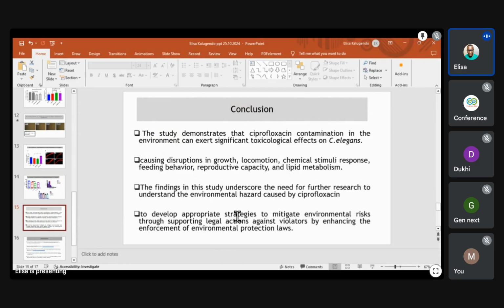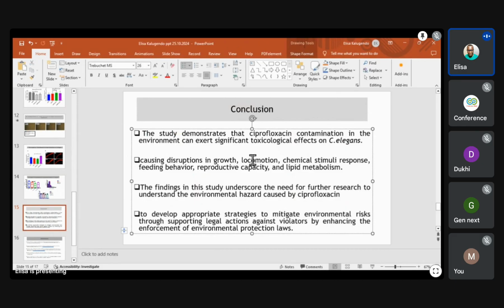So ciprofloxacin can cause disruptions, as we have seen in growth, where we saw a decline in the body morphology. It has interfered in locomotion. We could not see any chemical stimuli response or interference with the neurotransmitter by using one known ASN, but it could have interfered. The feeding behavior of animals has been interfered. Reproductive capacity has been interfered, and the lipid metabolism. So this is a great alarm: this much concentration detected from the environment can pose all of these behavior, toxicity and lipid metabolism disruptions, as we have studied.